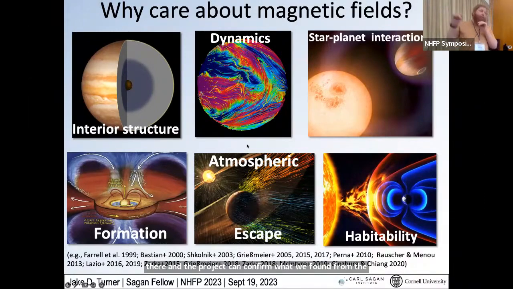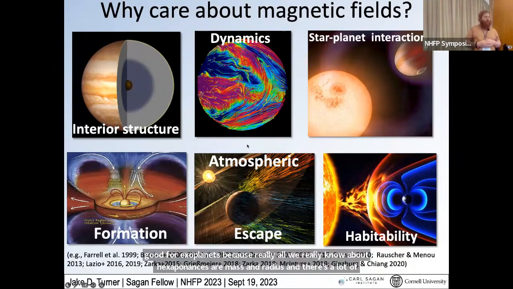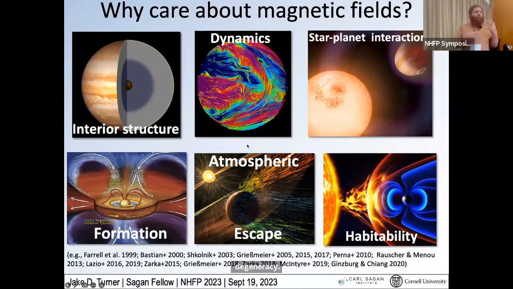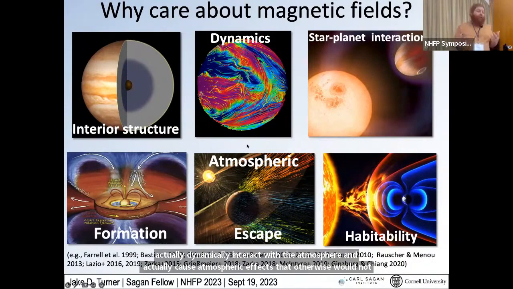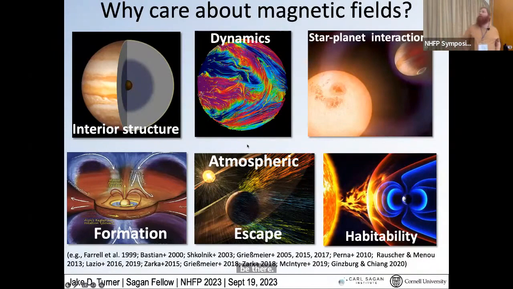This is good for exoplanets because all we really know about exoplanets is their mass and radius, and there's a lot of degeneracy. If we can get another element into what their interiors are like, that would be really good for understanding their formation and evolution. Currently, we also think that if you have a magnetic field in your planet, especially for hotter planets, it will dynamically interact with the atmosphere and cause atmospheric effects that otherwise would not be there, such as hotspot offsets. That's really important if you care about the atmosphere and how planets evolve.